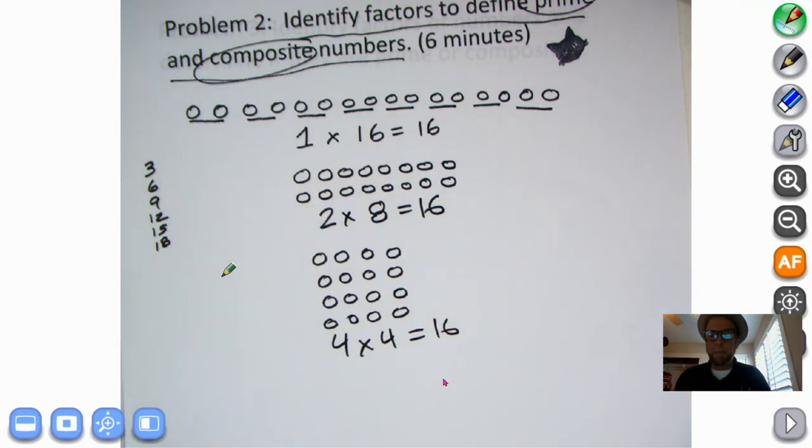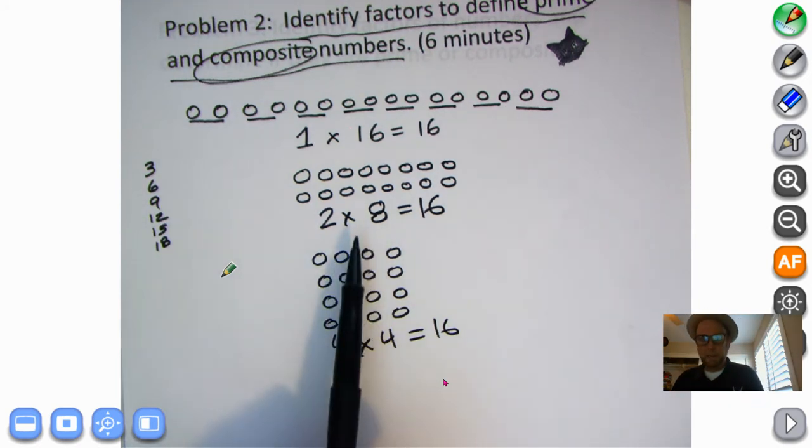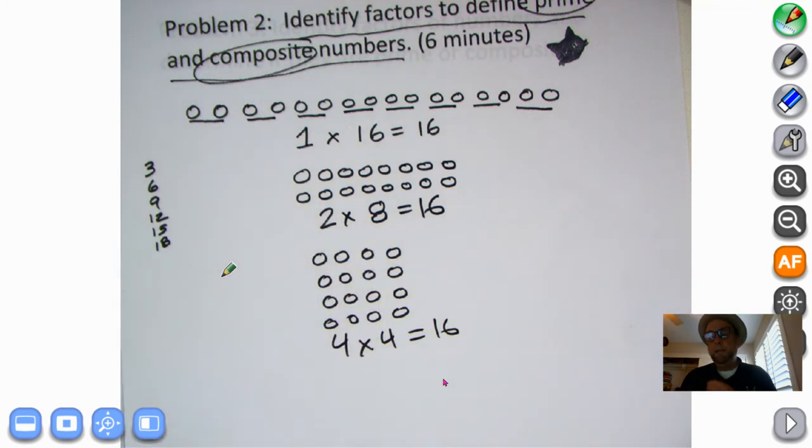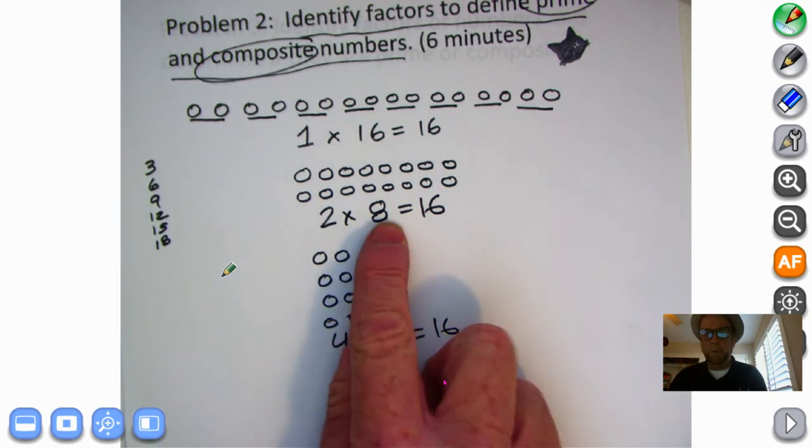What about 5? Would that work? Let's think. 5, 10, 15, 20. Nope. What about 6? 6, 12, 18, 24. No. 7, 14, 21. That's not going to work. What about 8? We know that works, right? 8 times 2 is 16. So we don't need to go any further because 8 is the halfway point, right?